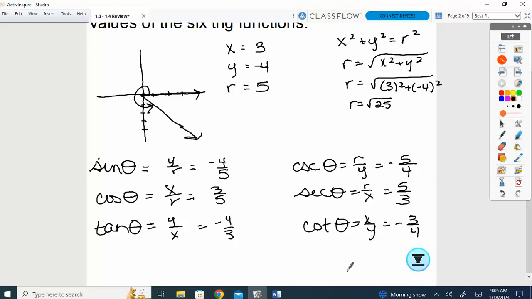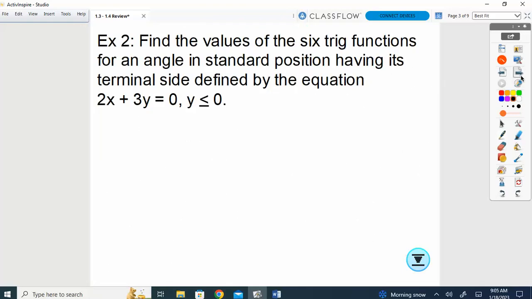Sometimes I ask a similar question, but I don't give you the actual point. I give you an equation for the terminal side. So if I give you this, we know to get our trig functions, we have to have x, y, and r. What did we do? Exactly. It told us y had to be negative.